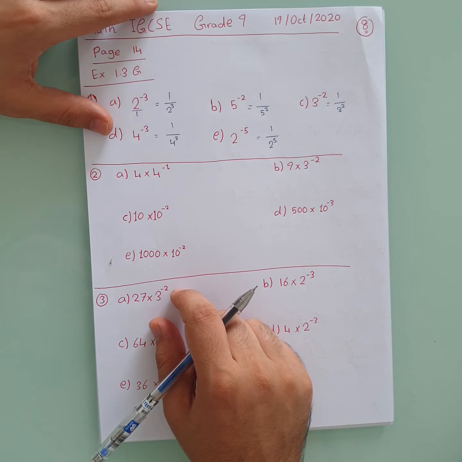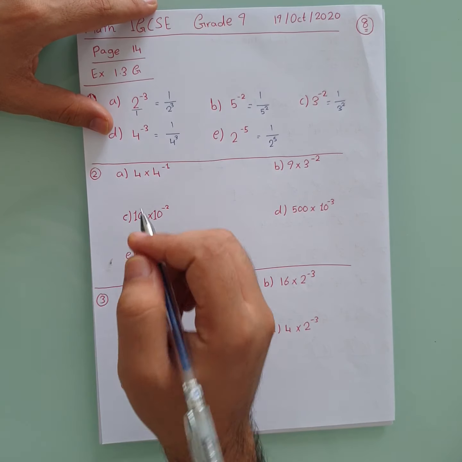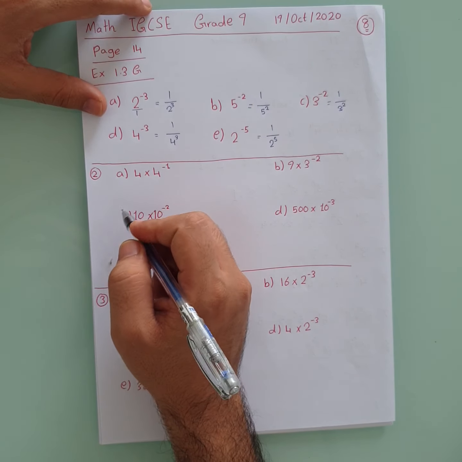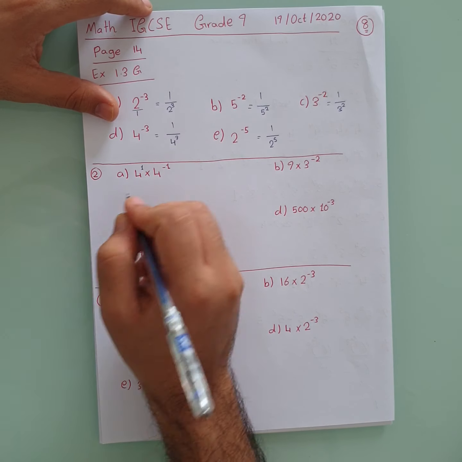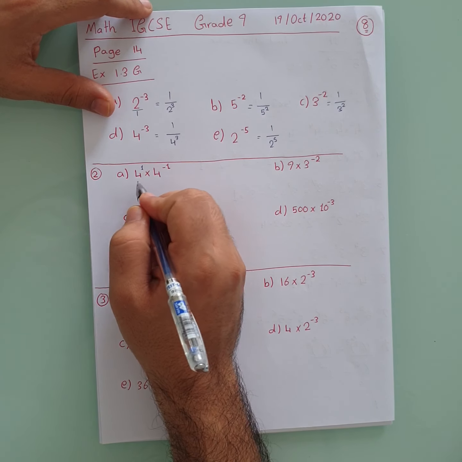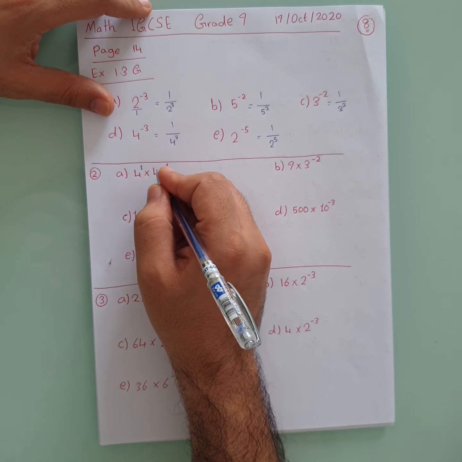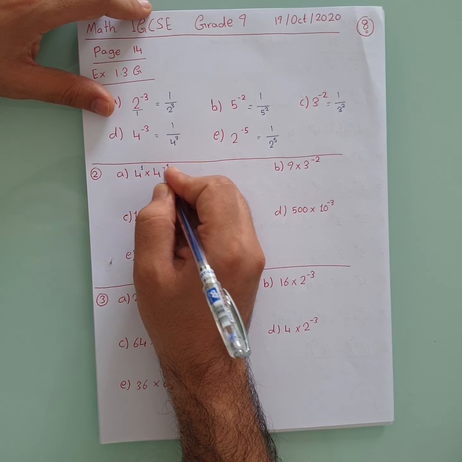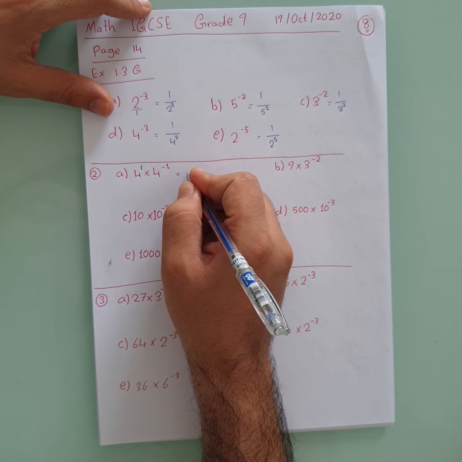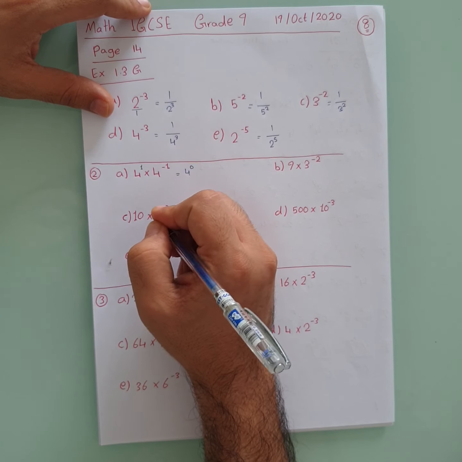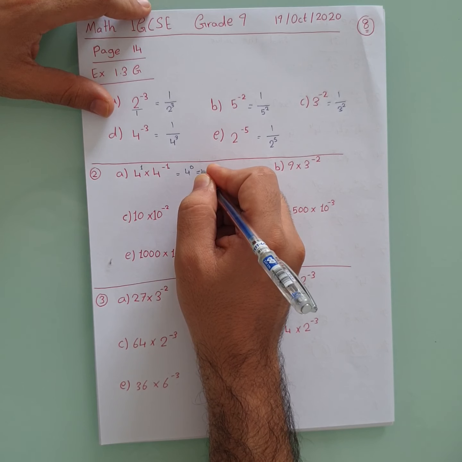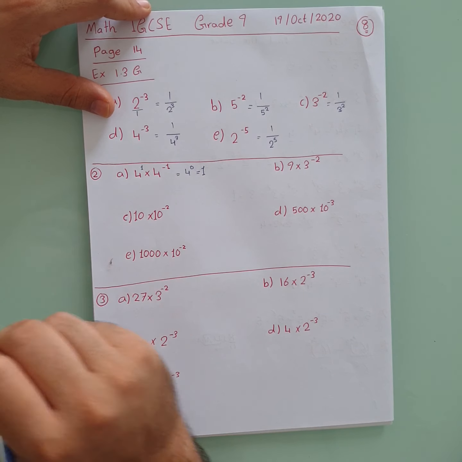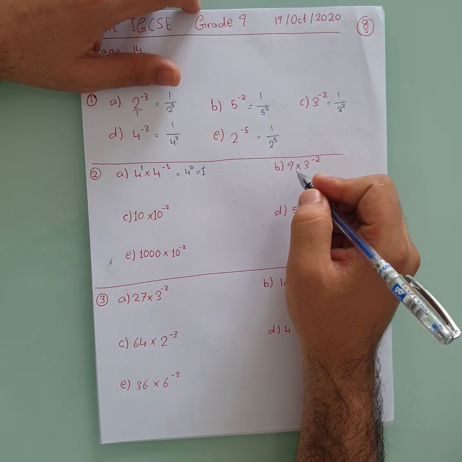Alright, let's check question number 2. We need to simplify this one. This one is actually to the power of 1. We have multiplication with the same bases, then we should add the powers. So 1 plus negative 1 is 0, so it's going to equal 4 to the power of 0. And we agreed that anything to the power of 0 equals 1.